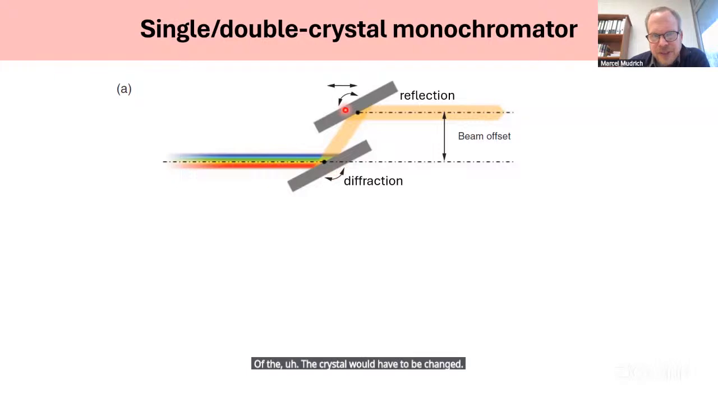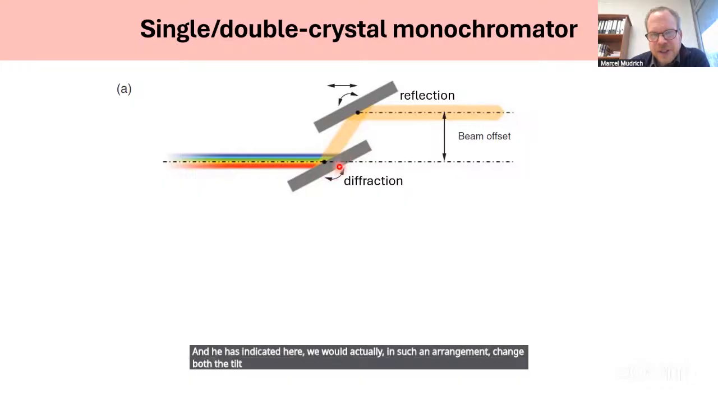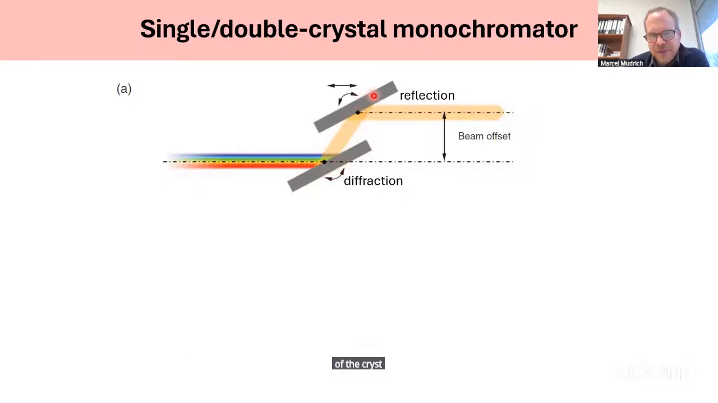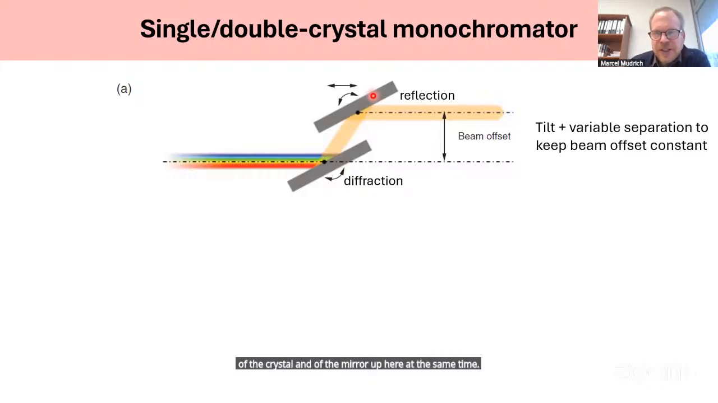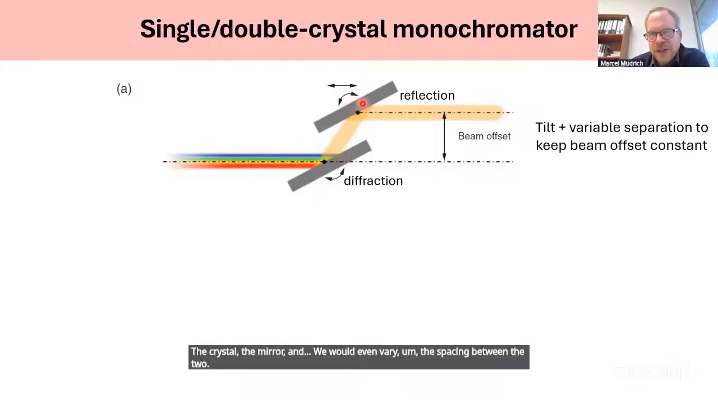And as indicated here, in such an arrangement we would change both the tilt angle of the crystal and of the mirror up here at the same time. And actually, even more, we would change the tilt angle of the crystal and the mirror, and we would even vary the spacing between the two surfaces.